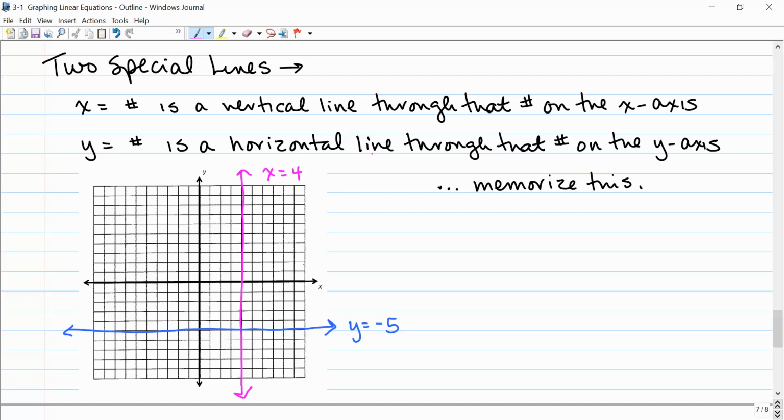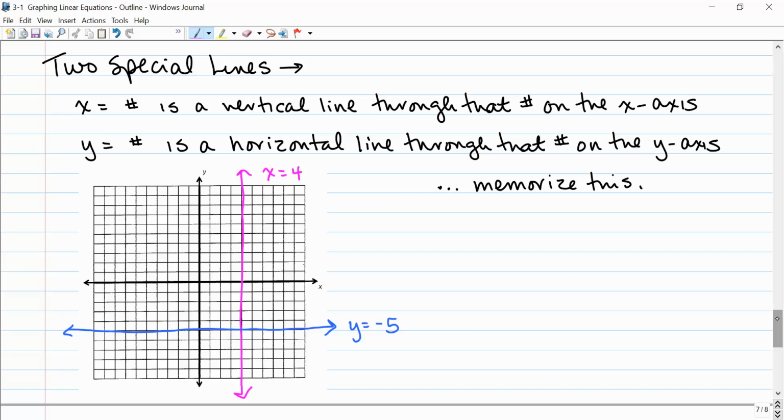Y equals a number is a horizontal line that goes through that number on the y-axis. And that's my blue line here, which is y equals -5. This point right here is -5 on the y-axis. And in fact, every point on that line has -5 as its y value. And you just need to memorize those 2 lines.